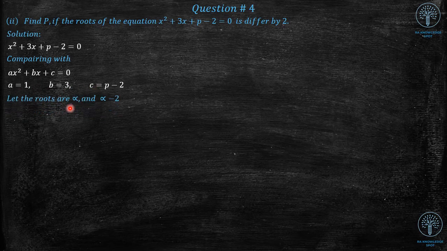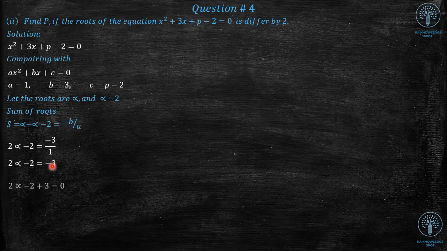Now the first root is alpha and the other root is alpha minus 2. Now the sum of the roots is minus b over a. When you add alpha plus alpha minus 2, it will be 2 alpha minus 2, and here you have to put the values of b and a. This one you're going to shift to this side.